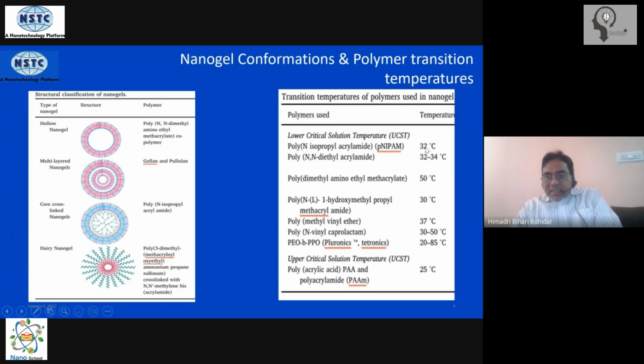And these temperatures that you see on the right hand side here are indicative of the gel transition temperature, meaning they remain as a gel below this temperature.